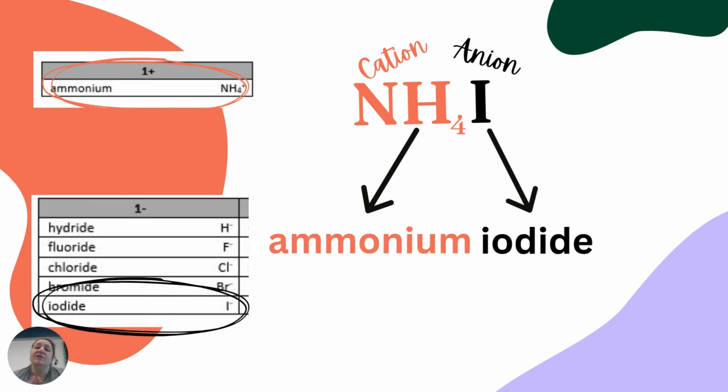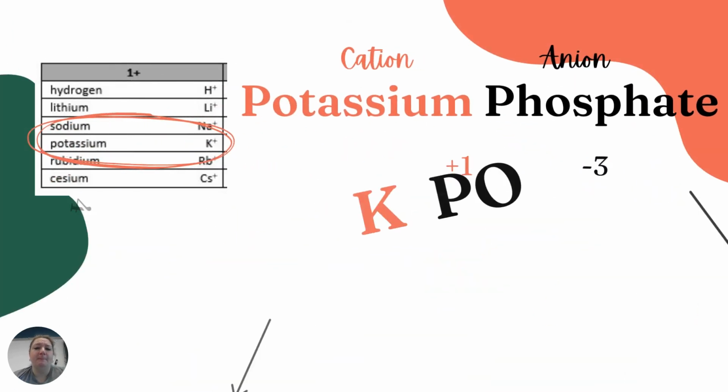The next one, this is our only positive polyatomic ion, and that's ammonium. So NH4 is ammonium. And then be careful because that I is by itself. So that's on the monatomic sheet, and that's going to be iodide. We still keep that ending of IDE.